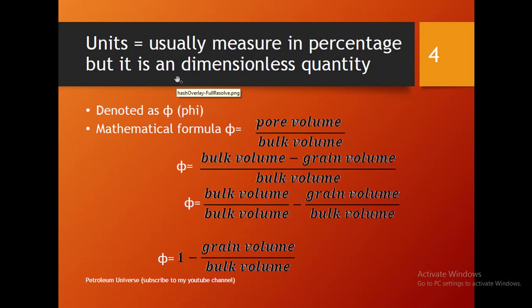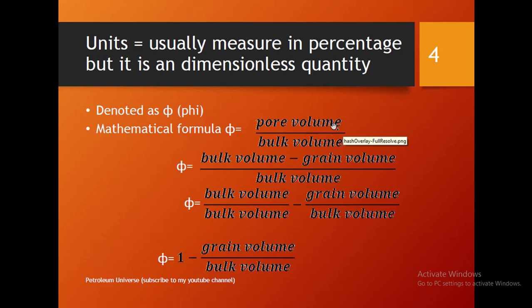As you all know, porosity is denoted by this particular symbol, which we call phi, and usually we measure it in terms of percentage, but it's a dimensionless quantity. The reason is, as we have studied in a previous slide, that porosity is a ratio of pore volume by bulk volume. Volume upon volume, if we divide, there will be no units. As you can see over here, porosity equals pore volume by bulk volume.